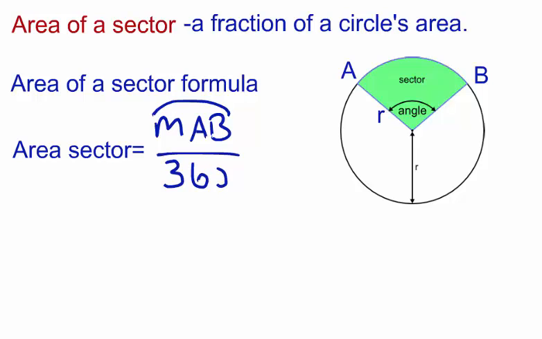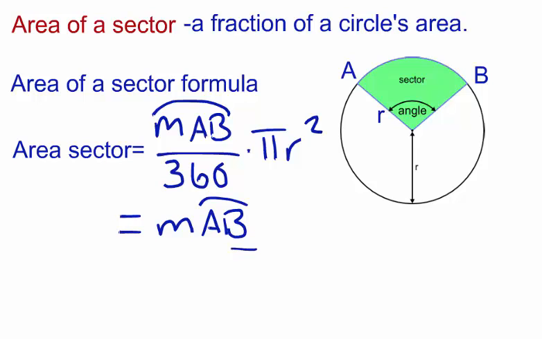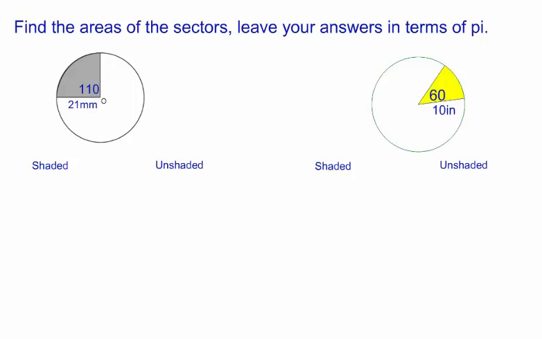It is very, very similar to the arc length. The area of the sector is the measure of the arc AB over 360. So there's that fraction out in front that is the same for arc length. But now, since we're trying to find a fraction of the circle's area, we're multiplying that by pi r squared, which is the area formula. So you can also think of this formula as the measure of arc AB over 360 times the area formula.